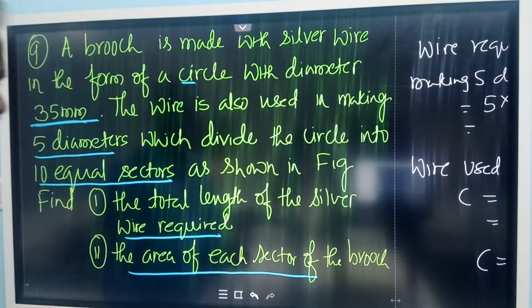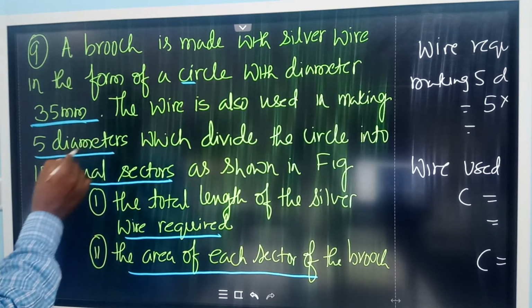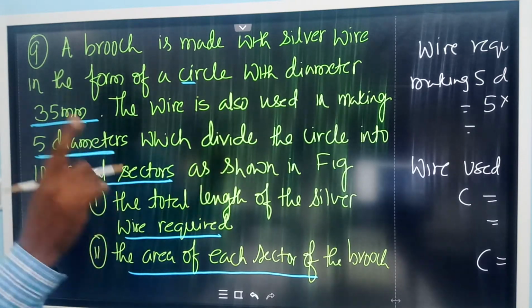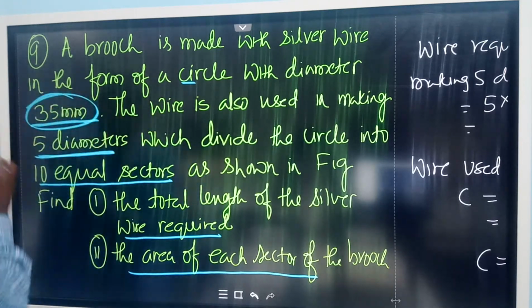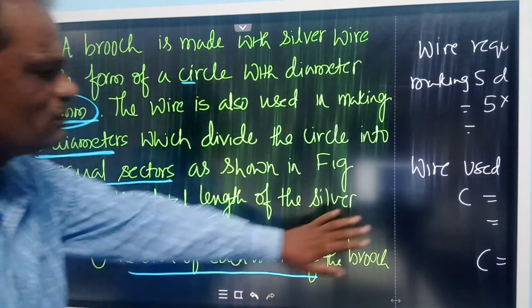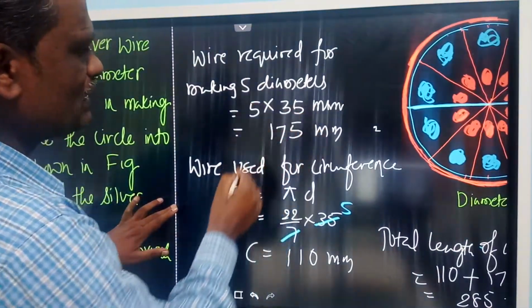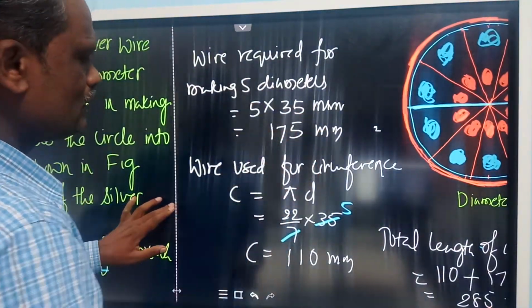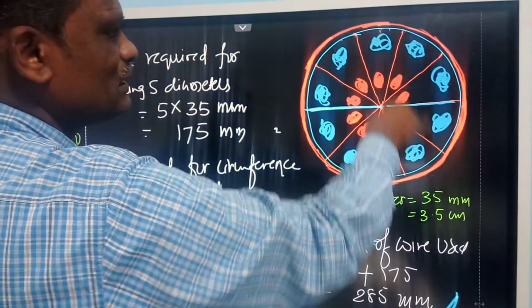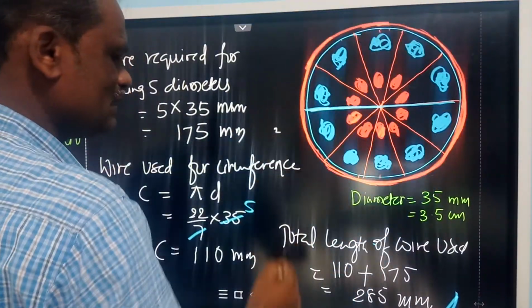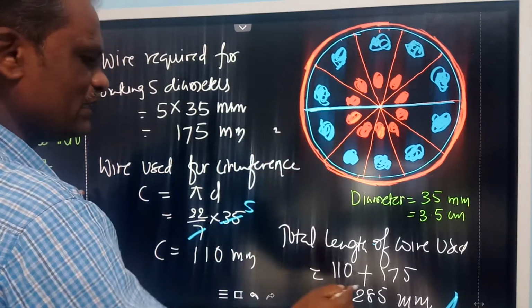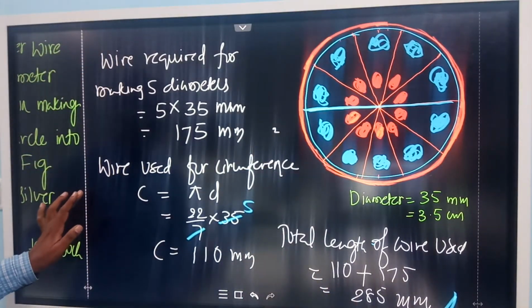They asked to find the total length of the silver wire required. Here it is clearly told 5 diameters are used. For one diameter, the length is 35, so 5 into 35 gives 175 millimeter. Then for the circumference 110. Total wire used here is 285 millimeter.